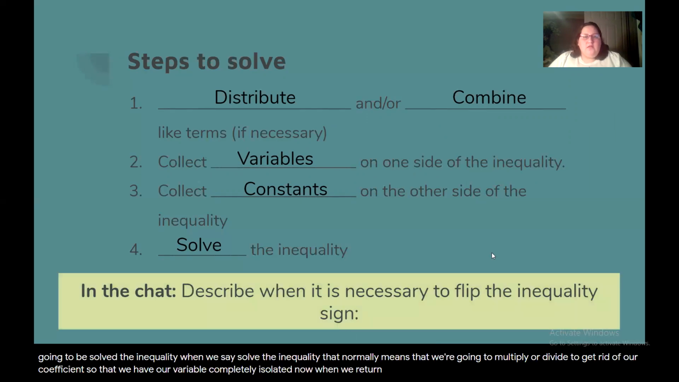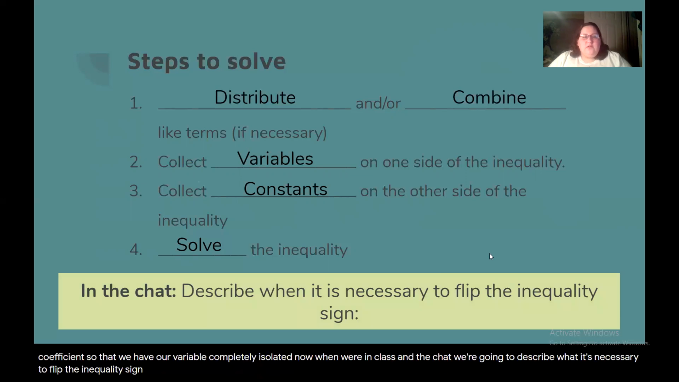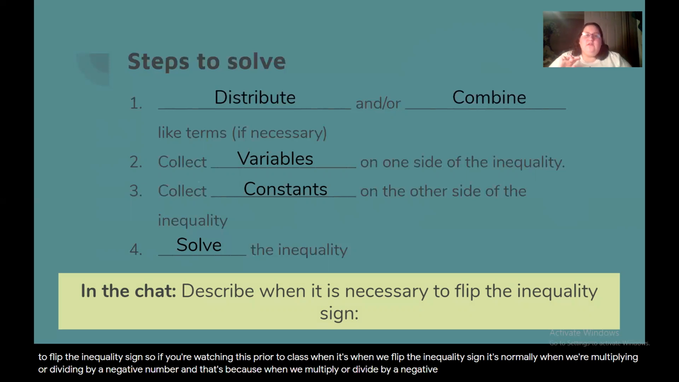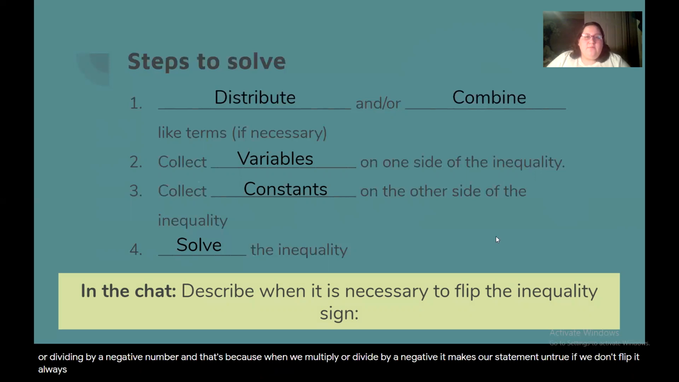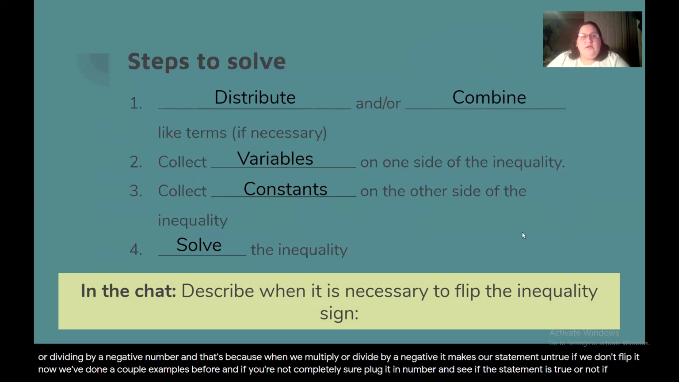Now, when we're in class, in the chat, we're going to describe when it's necessary to flip the inequality sign. So if you're watching this prior to class, when we flip the inequality sign, it's normally when we're multiplying or dividing by a negative number. And that's because when we multiply or divide by a negative, it makes our statement untrue if we don't flip it. We've done a couple of examples before, and if you're not completely sure, plug in a number and see if the statement is true or not. If it's not true, you need to flip your sign.